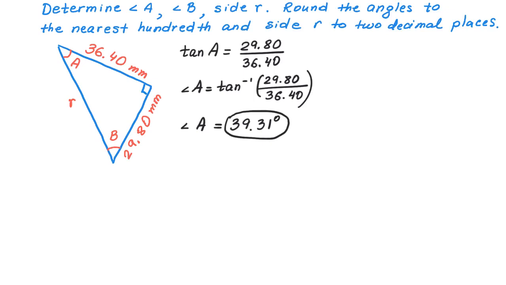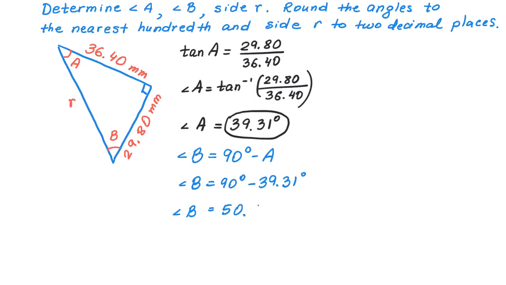To find angle B, we could also use a trigonometric function, or instead we can find angle B by subtracting 90 degrees minus angle A. Angle B equals 90 degrees minus 39.31 degrees. Then angle B equals 50.69 degrees.